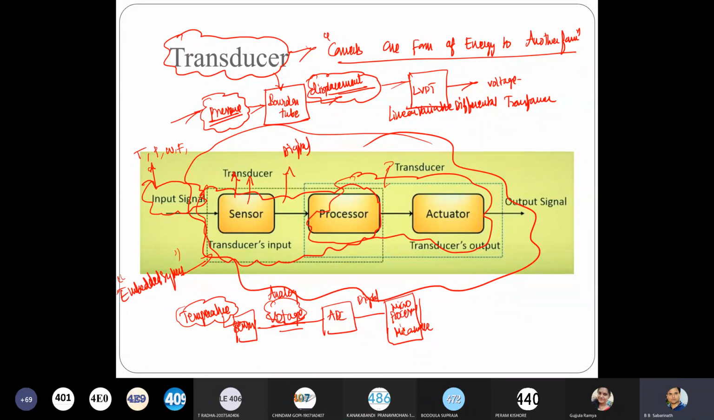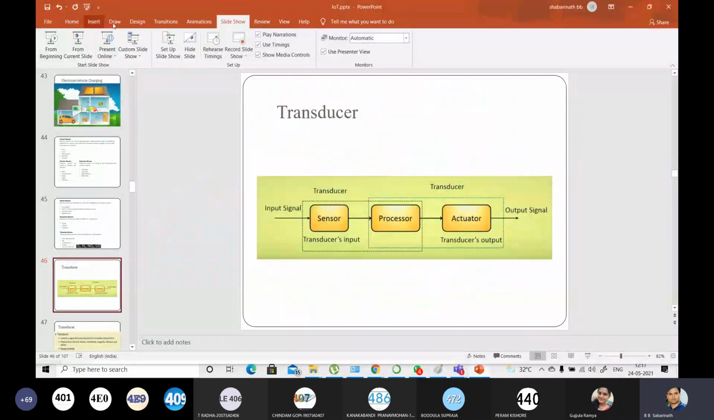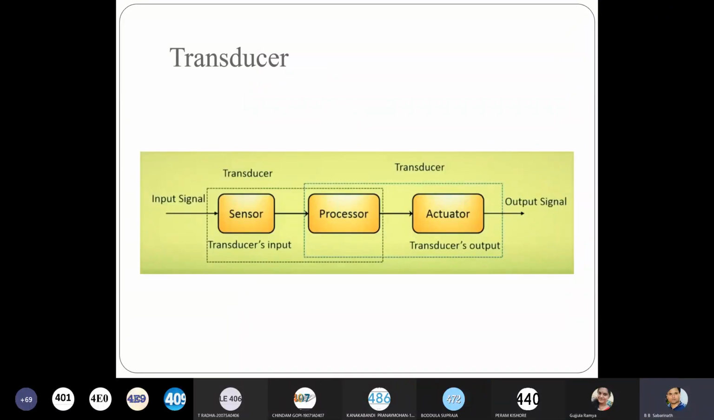Just in the previous class I told you about adding computational intelligence. What is meant by adding computational intelligence? It is nothing but you need to write a software code in this, right? That's what we have written in the last class, the Arduino code. This processor we used was an Arduino in the last class, and in this Arduino we have written some control code, some software code.